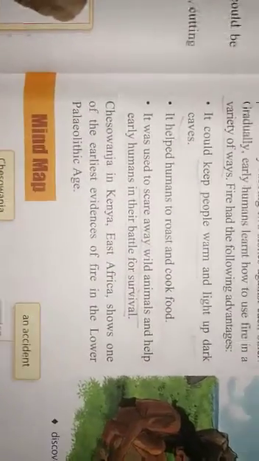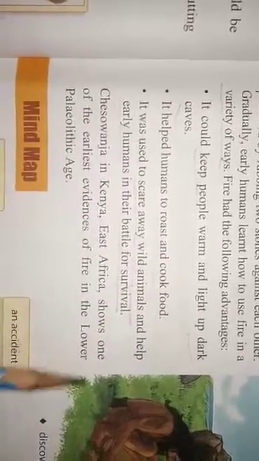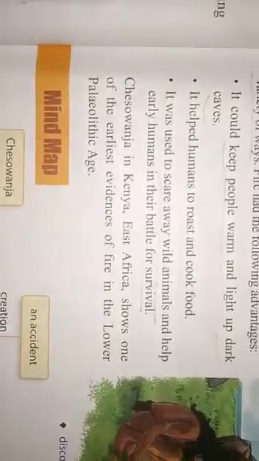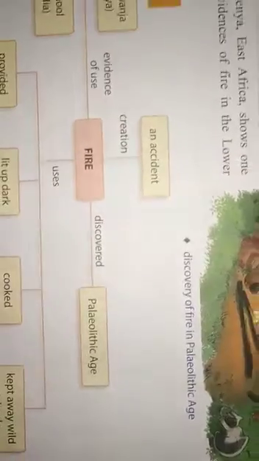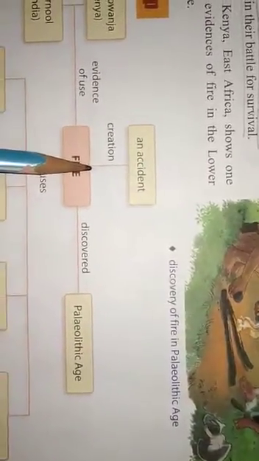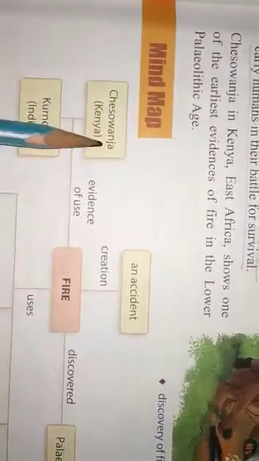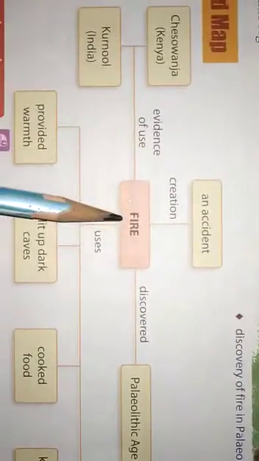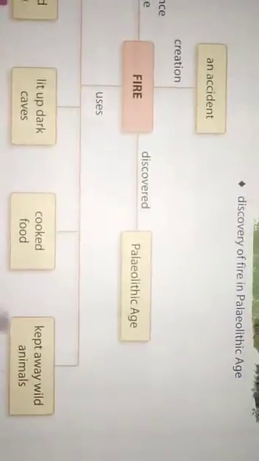Next, Chesowanja in Kenya, that is in East Africa, shows one of the earliest evidences of fire in the Lower Paleolithic age. Means at these places we can find the earliest evidence of fire. Now let us see how fire was formed and what the evidences are. The fire was formed by an accident. The evidences we can find in Chesowanja in Kenya, and Kurnool in India. It was discovered in the Paleolithic age. So what was it used for? It was used for providing warmth, lighting up the caves, cooking food, and keeping away wild animals.